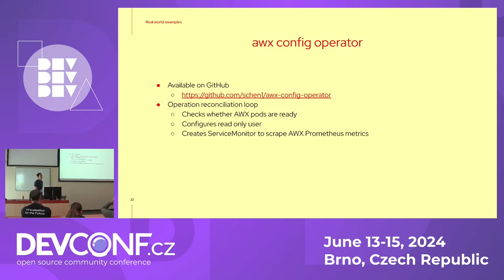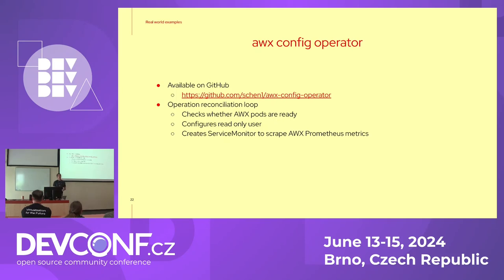Basically, what it does for this Ansible operator is check, because here we have two operators. One is responsible for AWX and the other one just for the custom config. And they should not clash with each other, right? They should not do the same thing. So this operator is basically checking if the AWX pods are ready, because if they are not ready, they cannot do anything. And then to create an auditor user.